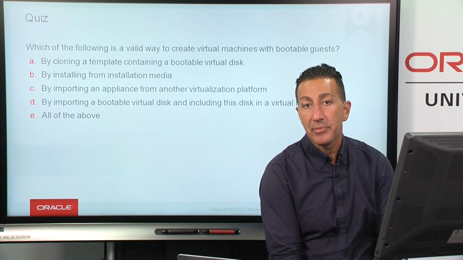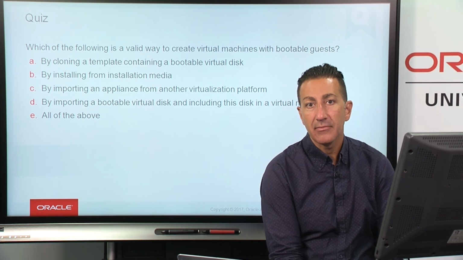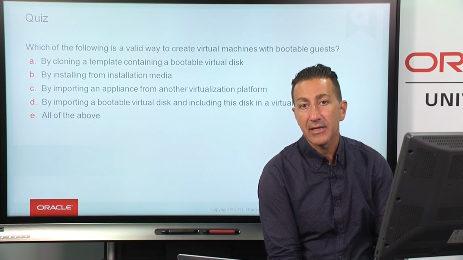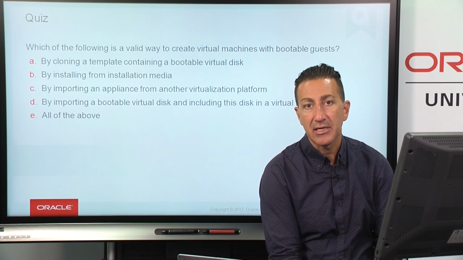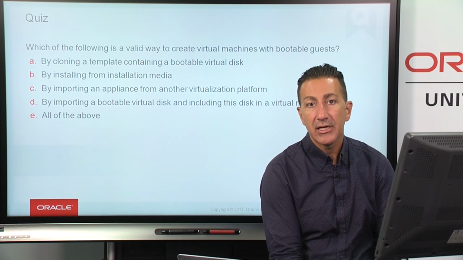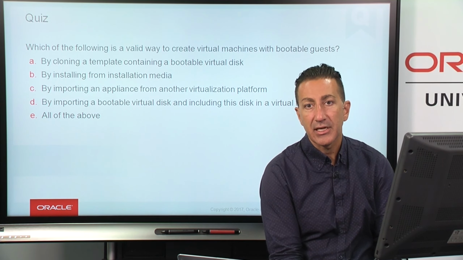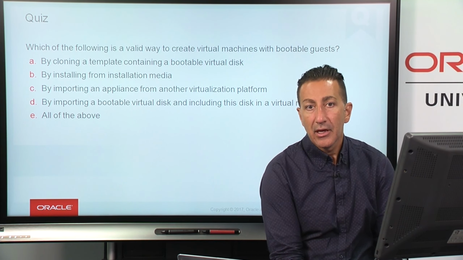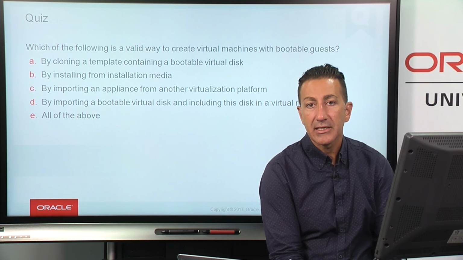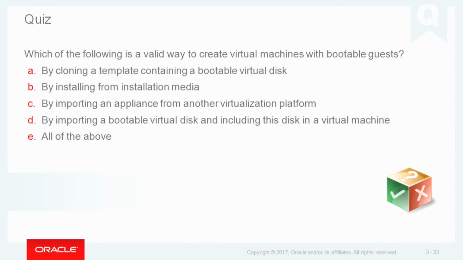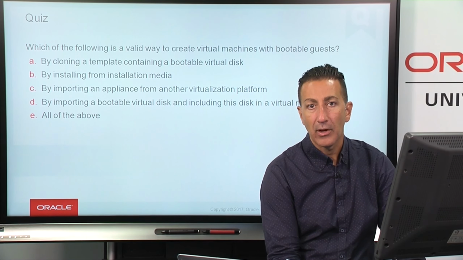By importing, or PXE, for example, for HVM, for PVM that doesn't support the installation using a media file, right? By importing an appliance from another virtualization platform, that's true. And by importing a bootable virtual disk and including this in a virtual machine, that's true. So the correct answer to this question is E, all of the above. And that's all for the first part. This is the end of lesson 3, part 1.